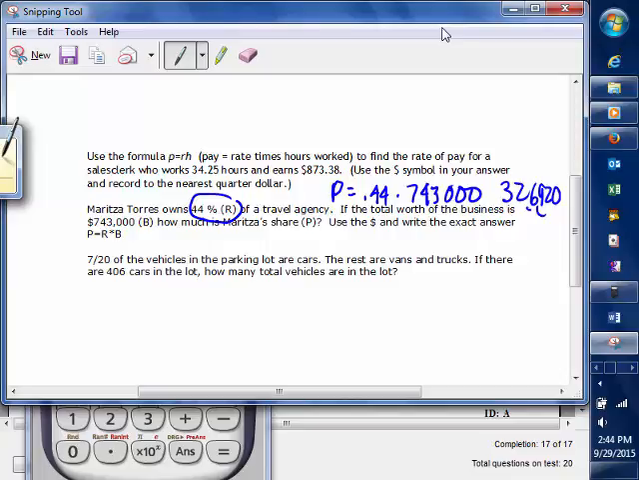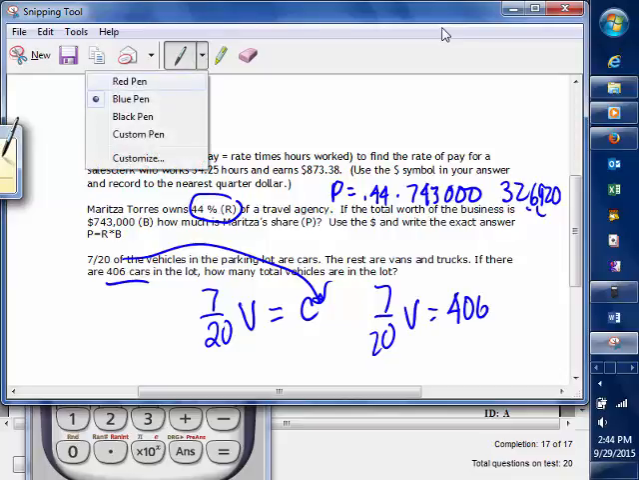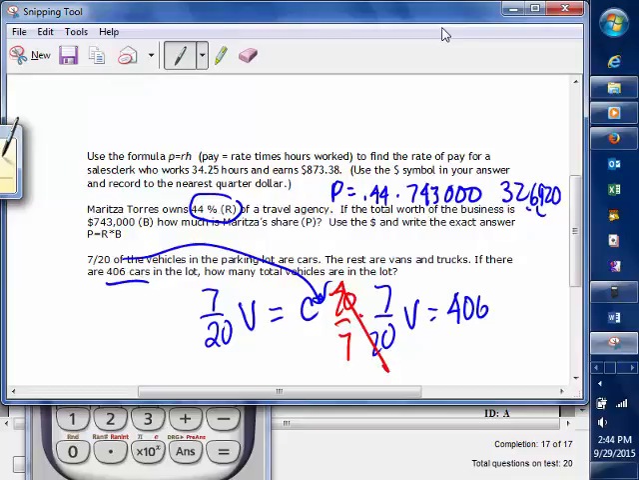Last one. 7/20 of vehicles in the lot are cars. 7/20 vehicles is the cars. That's what it says. It says there are 406, so let's just substitute that in here. 7/20 V is 406. Let's multiply both sides by 20 over 7. This becomes a 1. This becomes a 1.